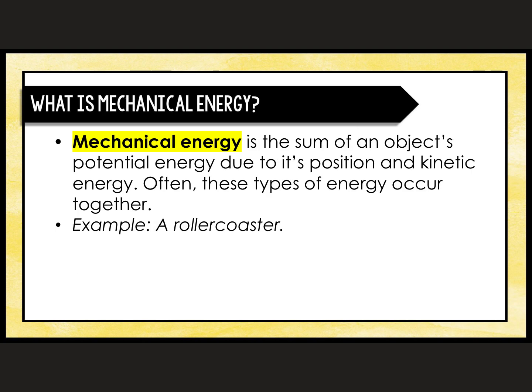So we just talked about kinetic and potential energy. Both kinetic and potential energy are examples of mechanical energy, the sum of the object's potential energy due to its position and kinetic energy due to its motion. Often these types of energy occur together, for example, in a roller coaster. The mechanical energy tends to stay constant throughout motion. However, the individual parts, the kinetic and potential energy, can increase or decrease. So as one goes up, the other will have to go down in order to keep mechanical energy the same.